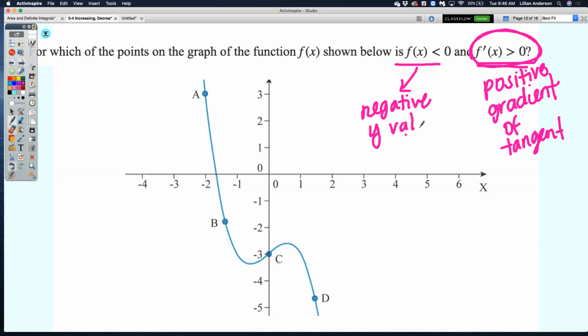So because f of x is less than 0, it's basically saying that your y values have got to be negative. So automatically that eliminates A. And then it says f prime of x is greater than 0. Remember, f prime of x means derivative. Derivative means the slope of your tangent line, the gradient of your tangent line. So it needs to be positive. If you look at B, the gradient is negative. And at D, that tangent line gradient is negative as well. So both of these are out. The only one left is C. Very good.